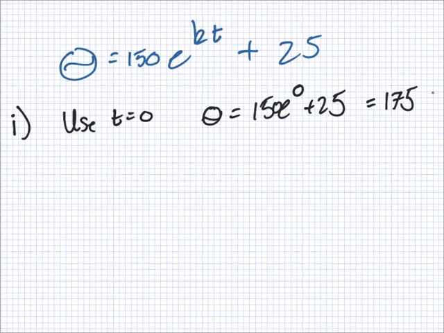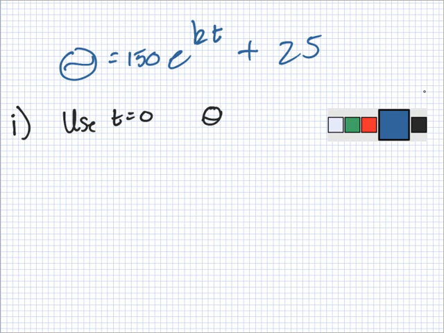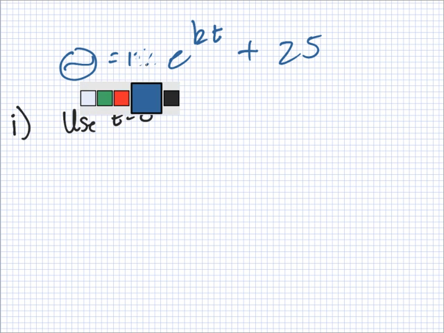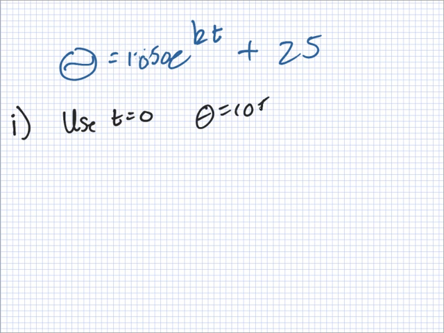It's actually 1050. Oh, is it 1050? Thank you. So I need an extra 0 here. That's a hot oven. Sorry, 1050, not 1500. Thank you. That's still a hot oven. 1050, okay. So then theta will equal 1050 e^0 plus 25, which is 1075 Celsius.